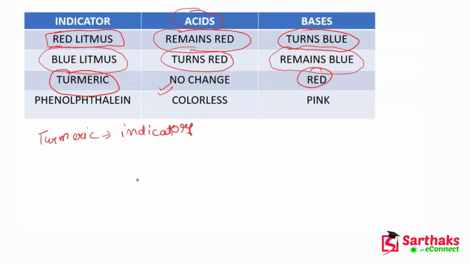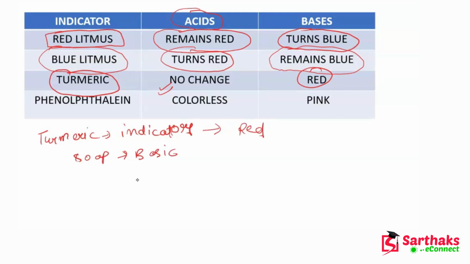Okay, when you apply soap on the spot of turmeric, the soap is basic in nature. When you apply this base to the turmeric indicator, we all know that turmeric changes its color to red in a basic medium. So that is the reason the yellow spot turns red.